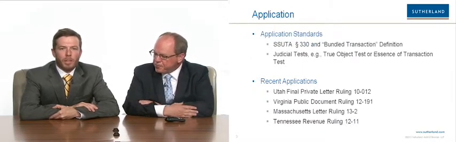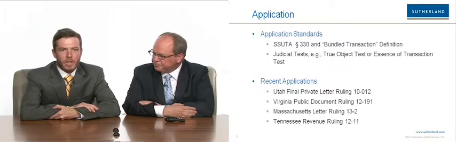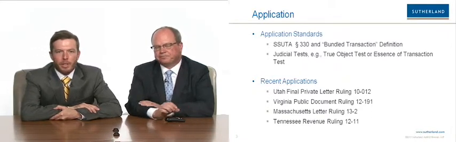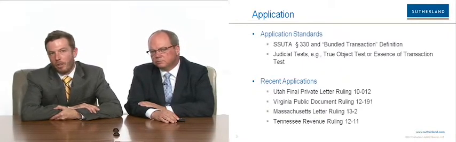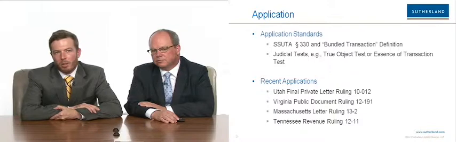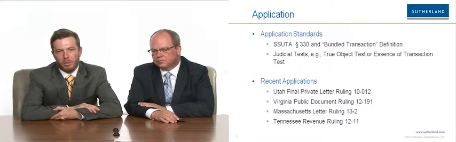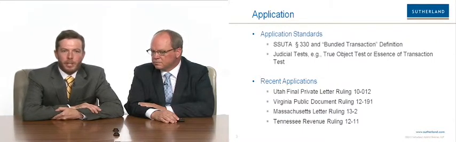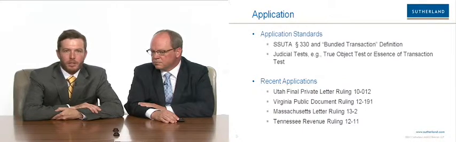So we have two broad categories of states that address bundle transactions. First, we have the streamlined states that must adopt the bundle transaction definition in the agreement, as well as the operating rule in Section 330 of the agreement. In general, those rules apply a de minimis test coupled with a true object test, subject to numerous other exceptions and special rules. Then you have those categories of states that adopt judicially or administratively developed tests, such as the true object test or essence of the transaction test.